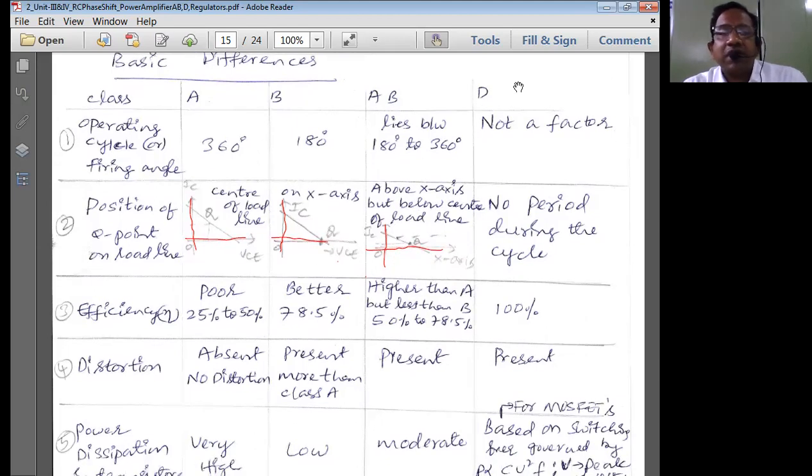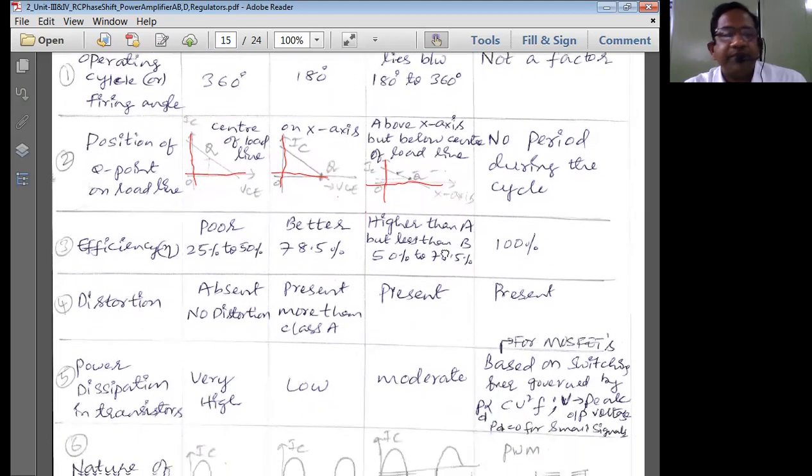Then next, of course, class D, firing angle is not a matter in the class D. So therefore, no period during the cycle is considered.